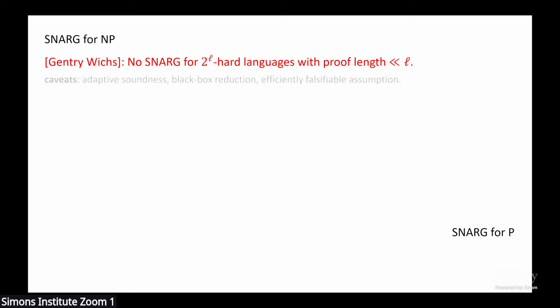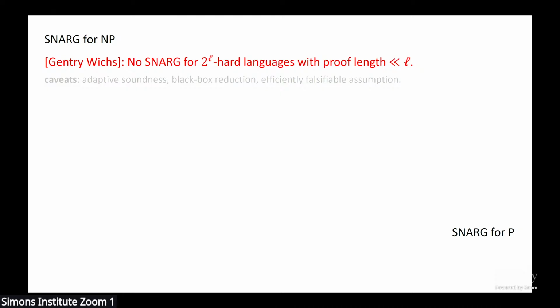Here we have this very important barrier by Gentry and Wichs. Roughly what it says is that if your language is hard, then you don't expect very short proofs. Say that you cannot distinguish yes instances from no instances in 2 to the L time, then you don't expect proofs of length much less than L. Specifically, if your language is exponentially hard, then you don't expect proofs to be shorter than the witness. There are a lot of caveats here. This holds only for adaptive soundness and with respect to black box reductions to efficiently falsifiable assumptions.